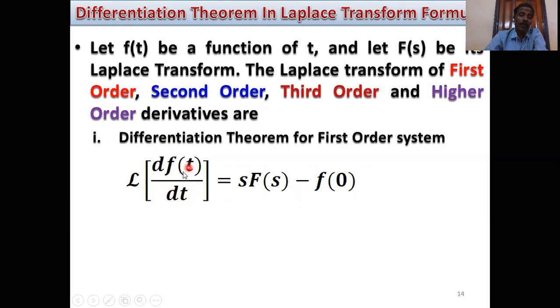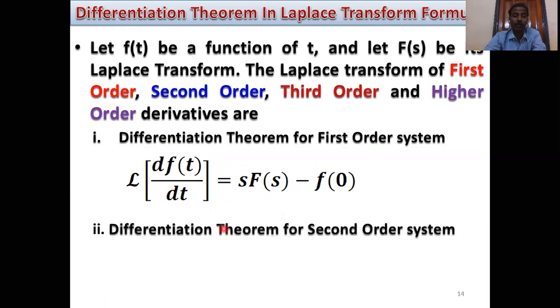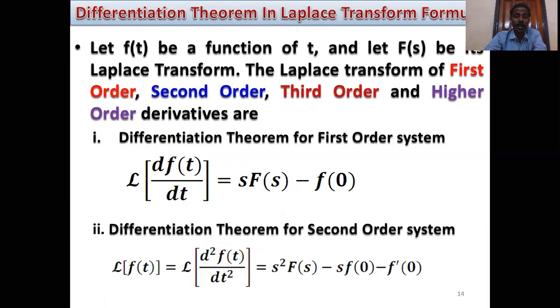That is the f of t function. So df of t by dt is called the first order differential equation, and the Laplace transform of this first order differential equation equals s F of s minus f of 0. And for the second order differentiation theorem, L of d2f of t by dt2 equals s square F of s minus s f of 0 minus f dash 0. This is our second order differential equation formula.